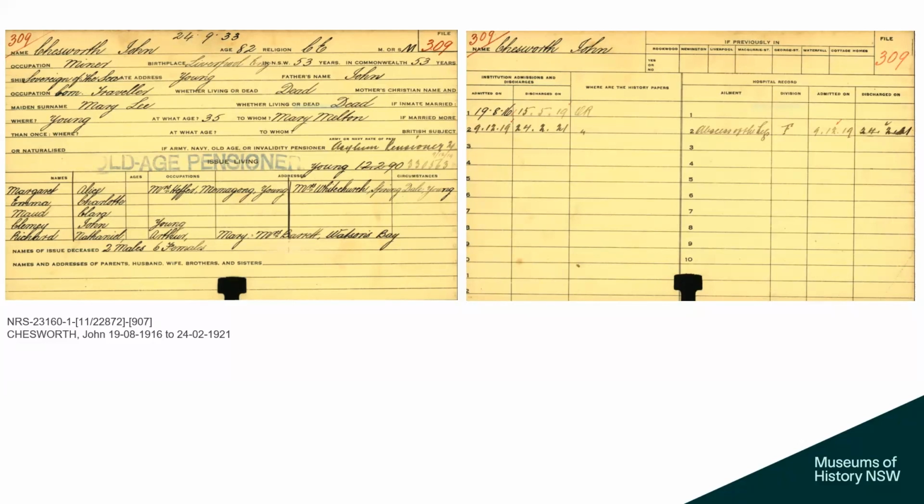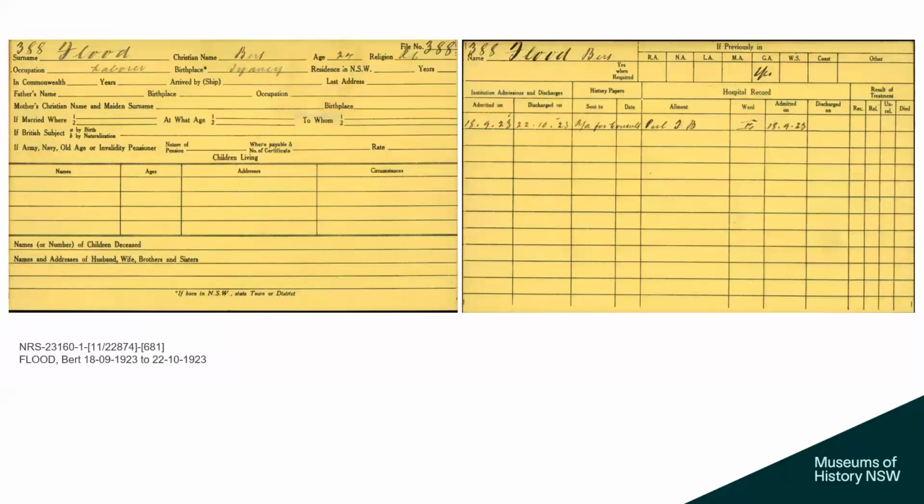However, just to manage expectations, many times you are going to get a card like this. So you can see there's not a lot of detail provided about Bert Flood, just his age, his occupation and his birthplace. And then on the reverse side, his date of admission and discharge.